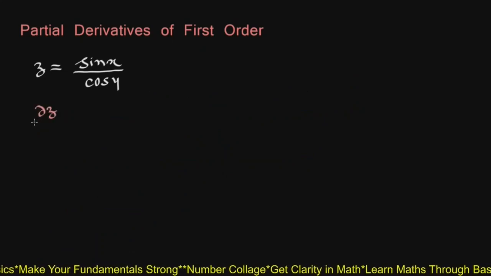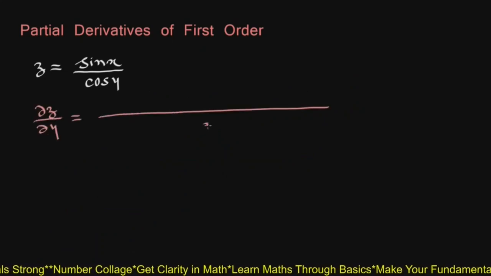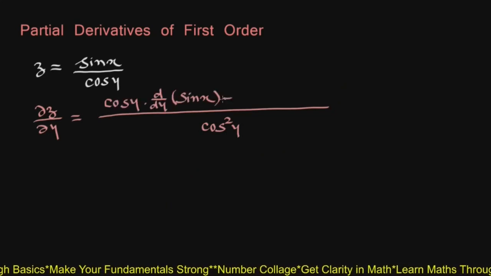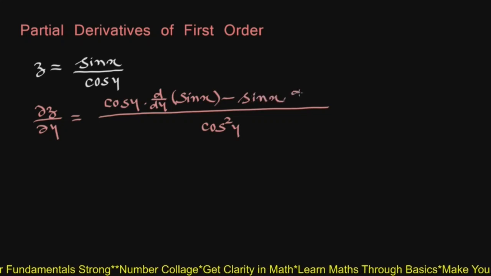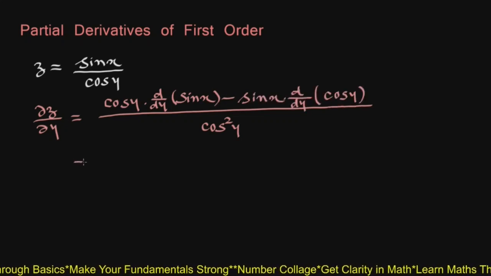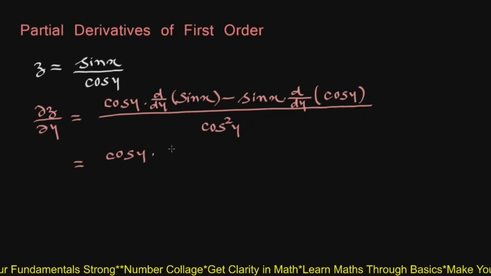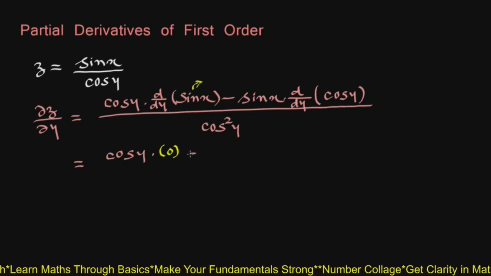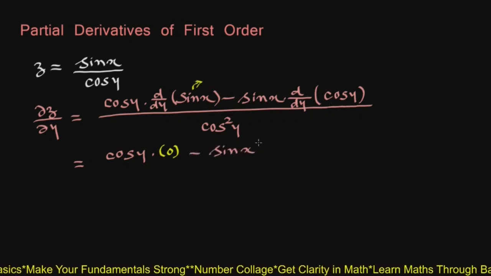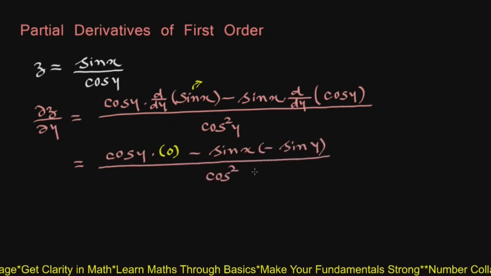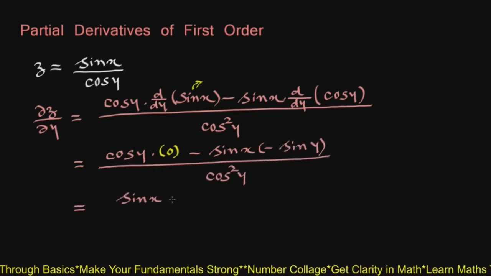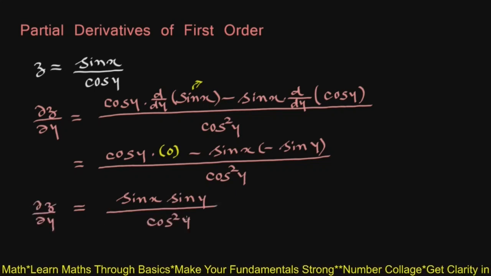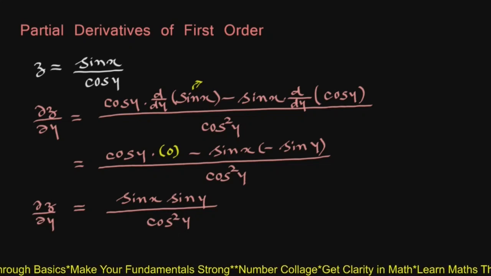Next we find dou z by dou y, which is upon cos square y, in the numerator cos y into d by dy of sin x minus sin x into d by dy of cos y. This is cos y, d by dy of sin x is 0 because sin x is constant, minus sin x, d by dy of cos y, minus sin y, upon cos square y. This is sin x sin y upon cos square y. So dou z by dou y is sin x sin y upon cos square y.